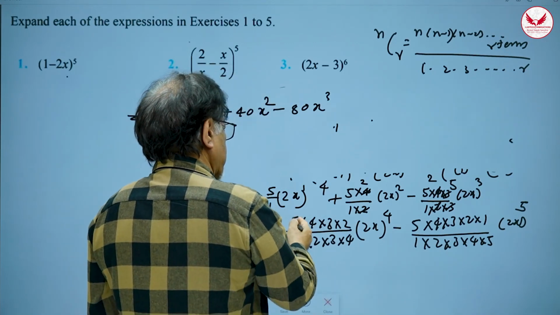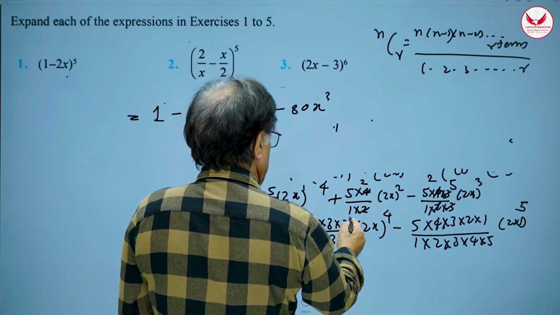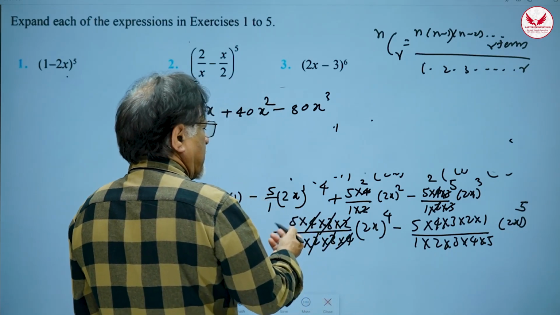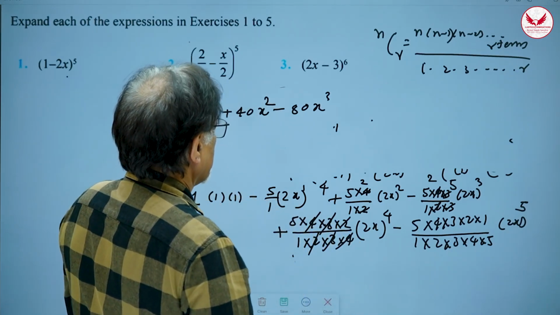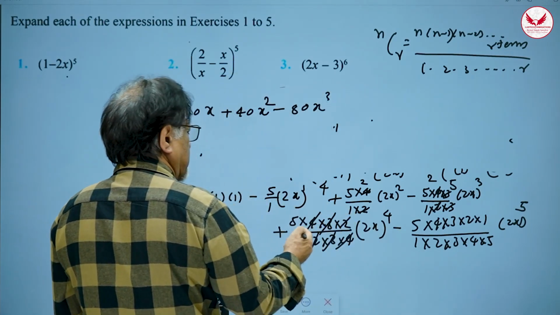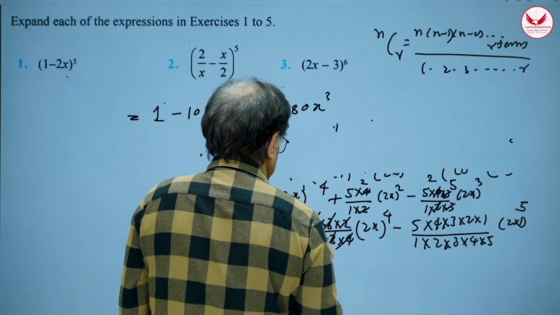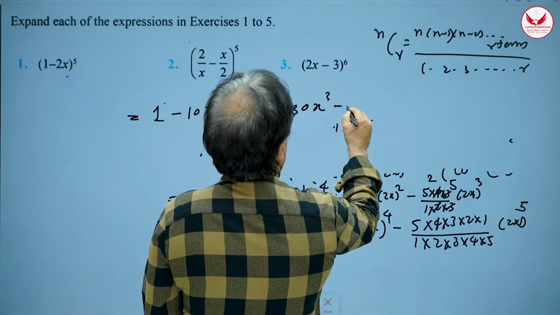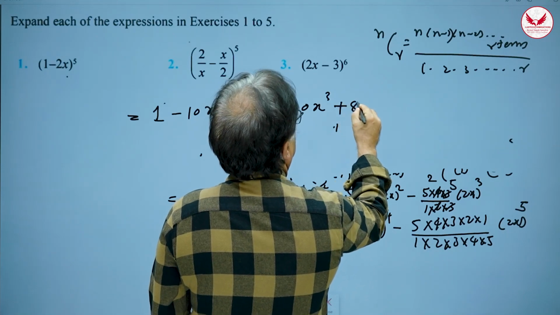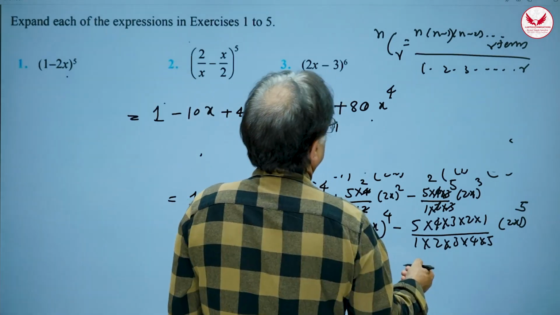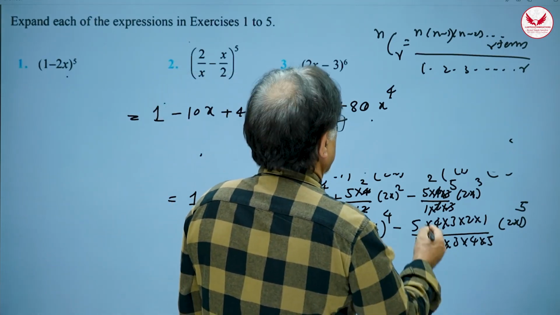Now, next term, here the 2 cancels, 3 cancels, 4 cancels. What is left is only 5, correct? So 5 multiplied by 2 raised to 4. So 2 raised to 4 is 16. 16 multiplied by 5. So it will be again what? 80, correct? So this will be plus 80x raised to what? 4, correct?